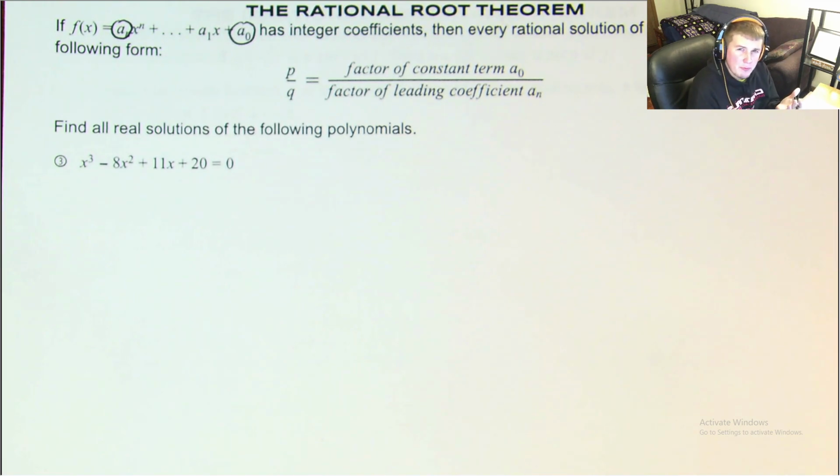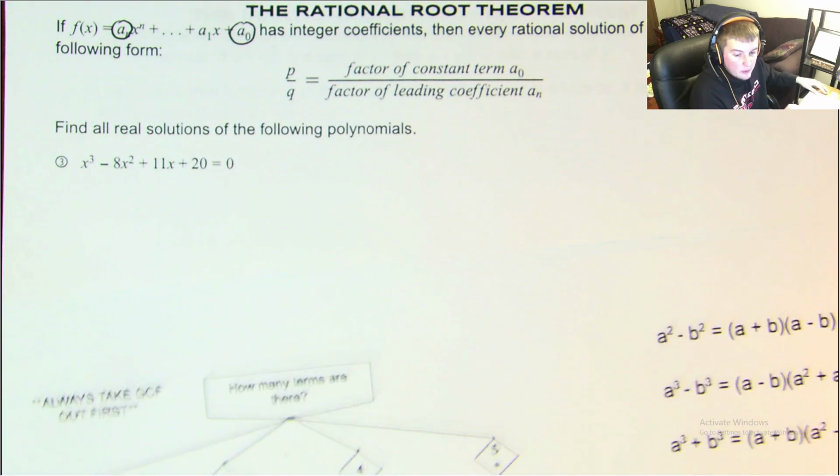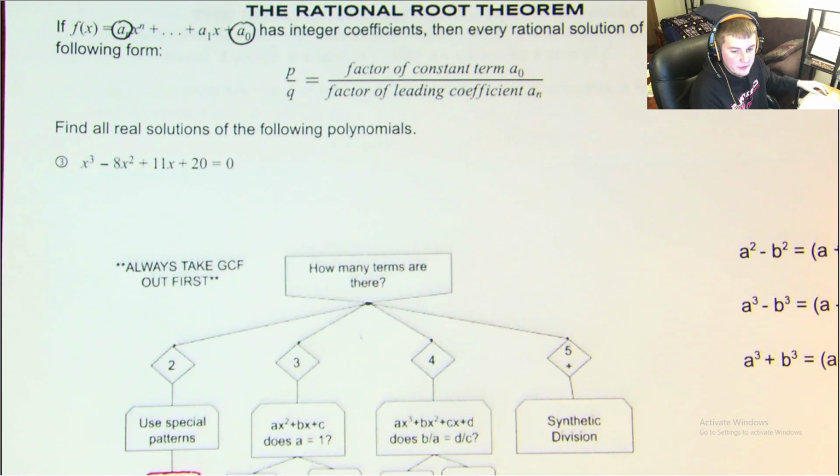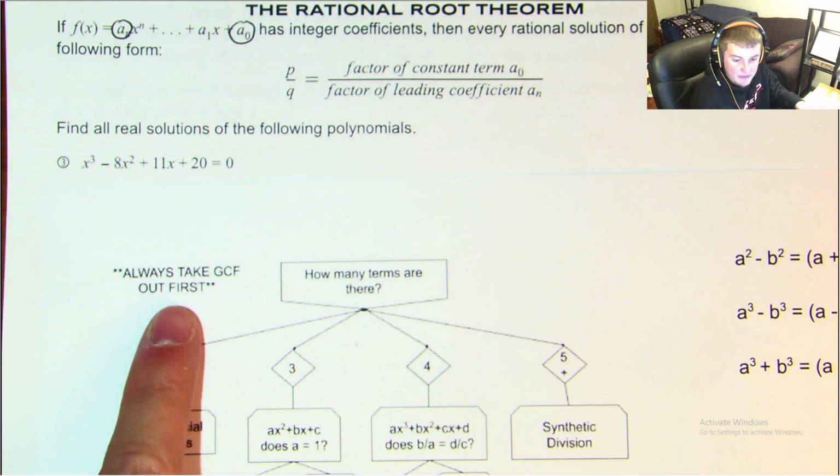So let's just go through our process. I think that's going to be consistent for everybody. That's going to help everybody. Okay. The first thing we want to check for, based on our factoring flowchart here, is the greatest common factor.